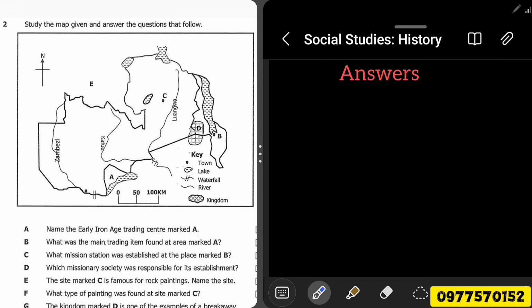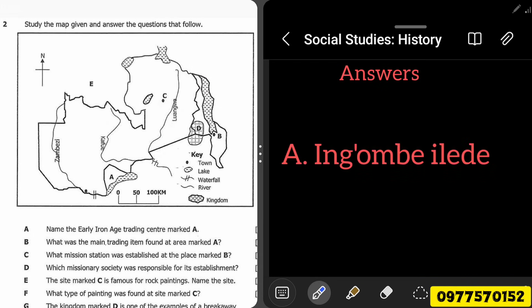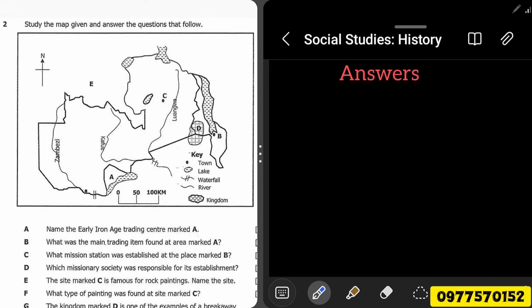A is in the Southern Province. So the answer is Ingombe Ilede. The trading center there is Ingombe Ilede, which is in the Southern Province of the Tonga speaking people. Question 2. What was the main trading item found at the area marked A? The main trading item was salt. Okay, let's go to the next.